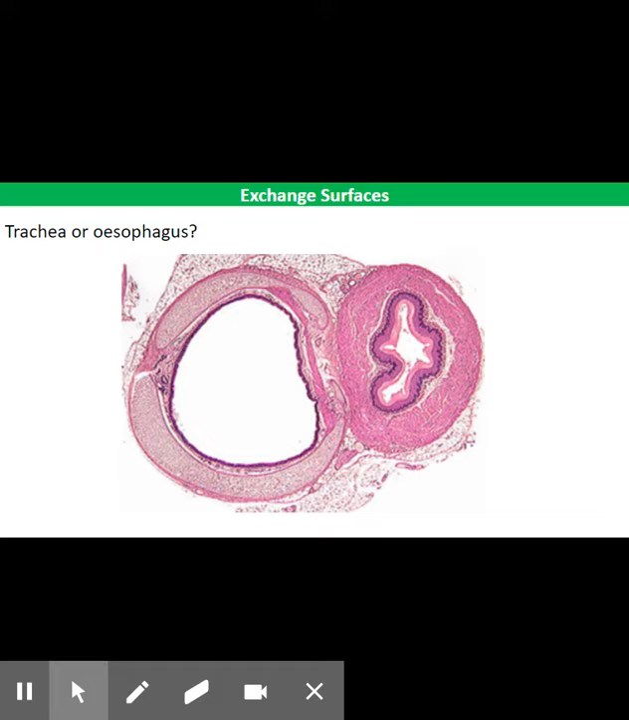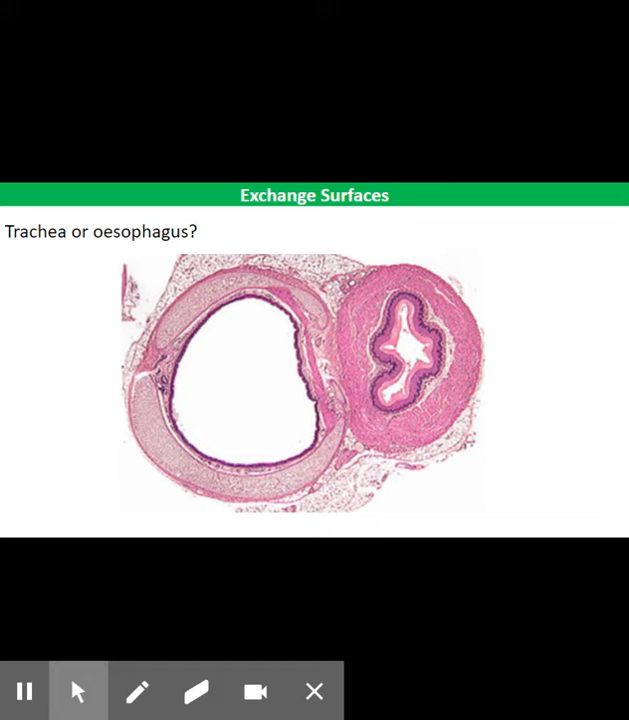The trachea is on the left-hand side. The reason why we can tell that is the trachea has cartilage to keep the airways open, preventing collapse as pressure changes. In comparison, on the right-hand side, the tube on the right, that's the esophagus. And you can tell because it's got infolding, so it can stretch as food passes down.